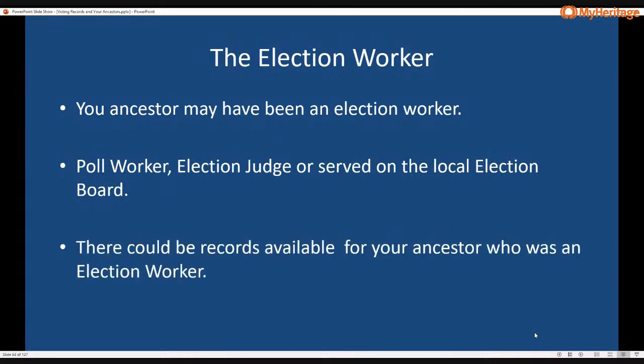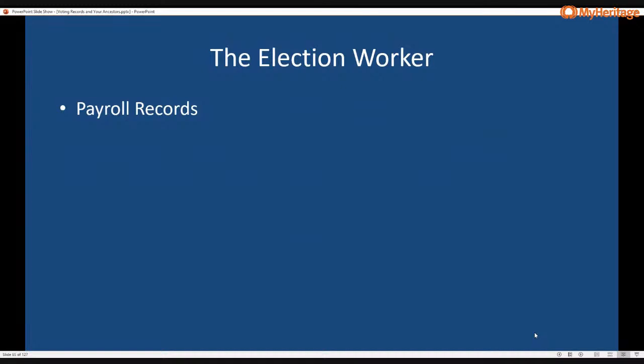So there may be records available for your ancestor who was an election worker. I'm going to talk in just a minute about how to find these records, but these are some of the records I want you to keep in mind as you're doing your research. When we get to a point where we think, I've found everything, or I don't know where else to look, election records should be on your to-do list.